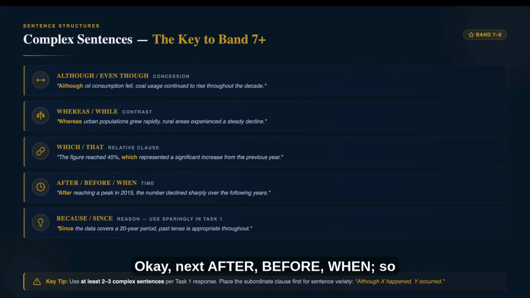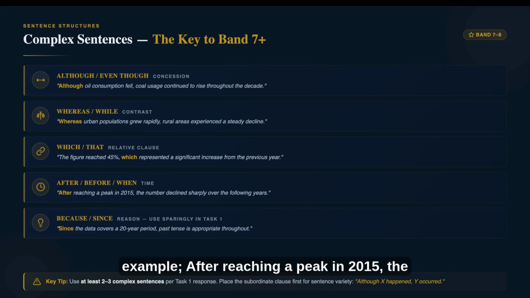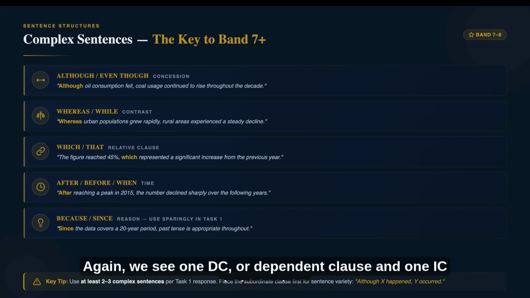Okay, next, after, before, when. So these are time clauses or subordinators. For example, after reaching a peak in 2015, the number declined sharply over the following years. Again, we see one DC, a dependent clause, and one IC, an independent clause here.